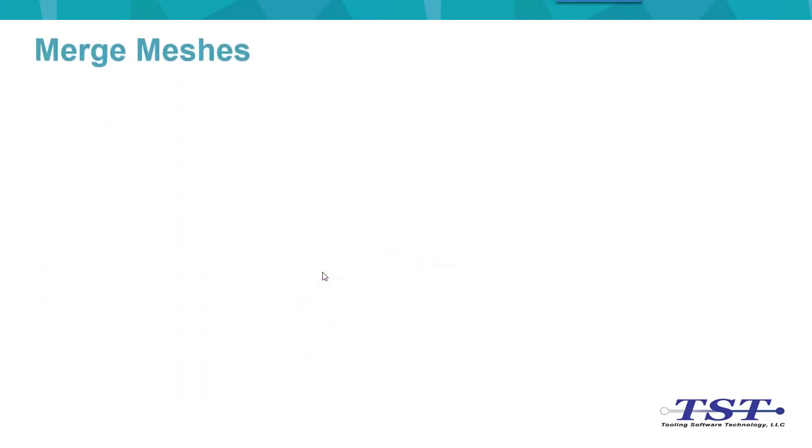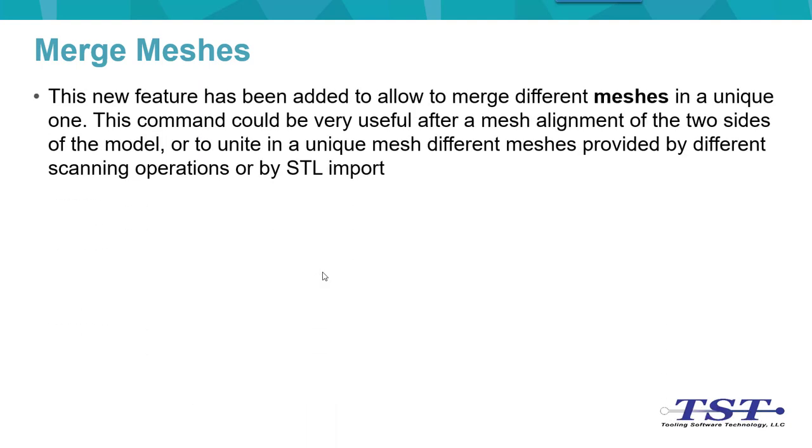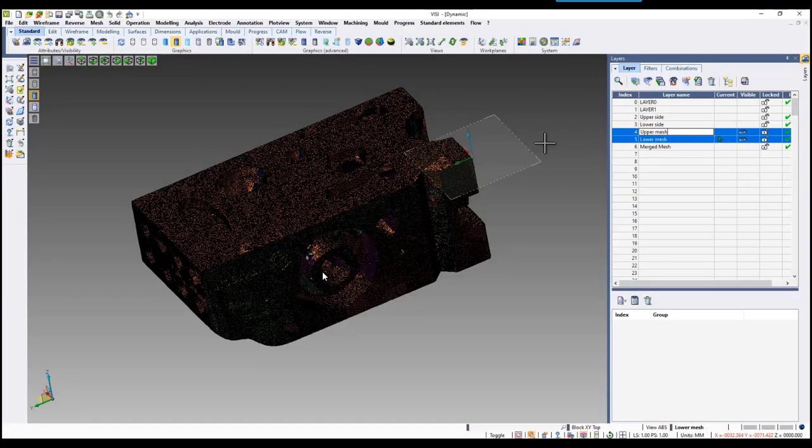Merging meshes. This feature has been improved to allow you to merge different meshes into a unique one. Basically this command allows you to very usefully align meshes from two different sides of the model, or unite the meshes to make one unique mesh from a different scan or an STL import. So here's just a quick example of that.